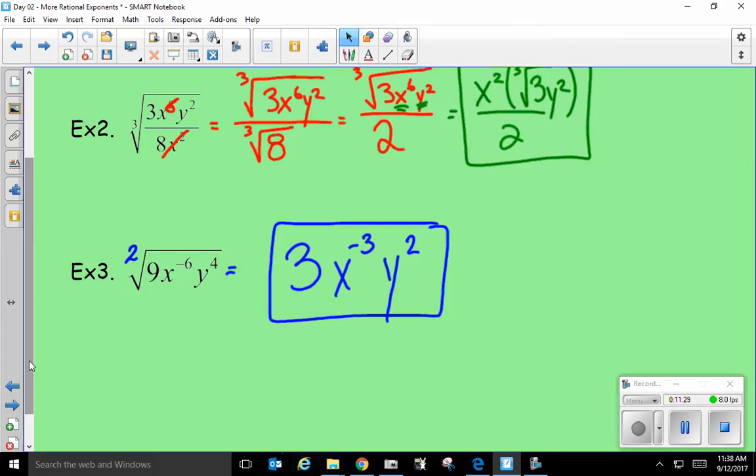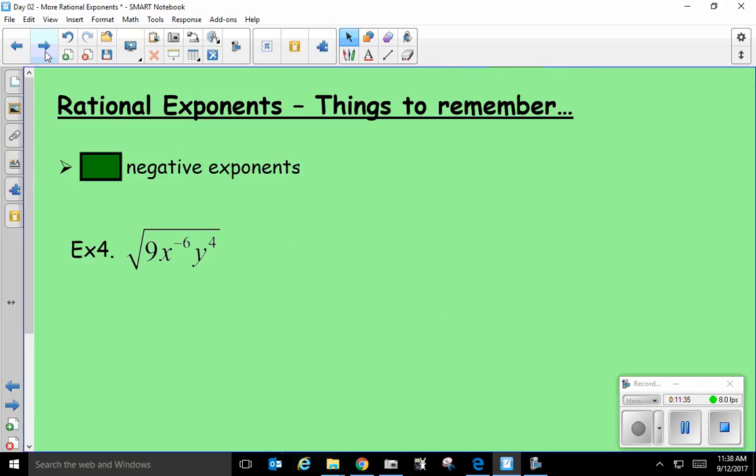Nothing crazy yet. Now, we're going to take the same exact problem, and I want to do one thing to it. Now I want to deal with that negative exponent, because when they say to simplify something, that means simplification requires no exponent to be negative. It should all be positive.